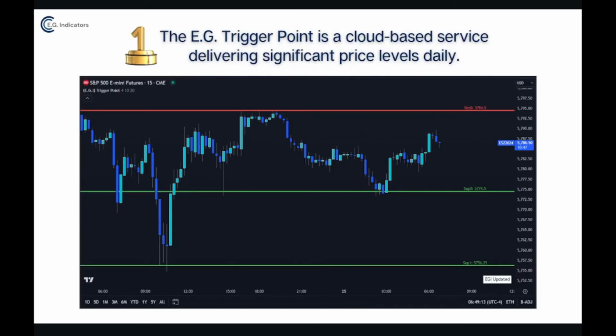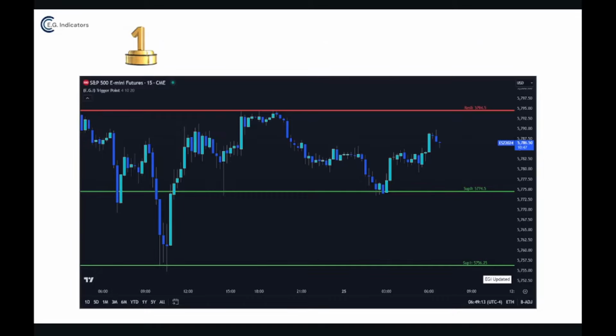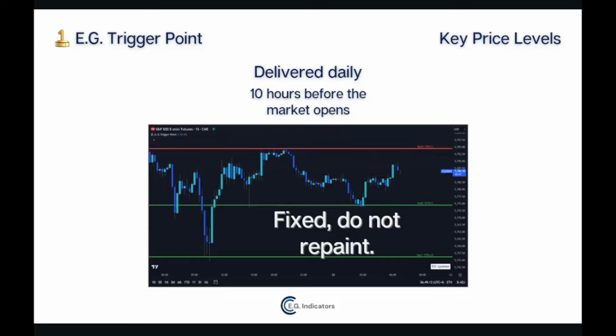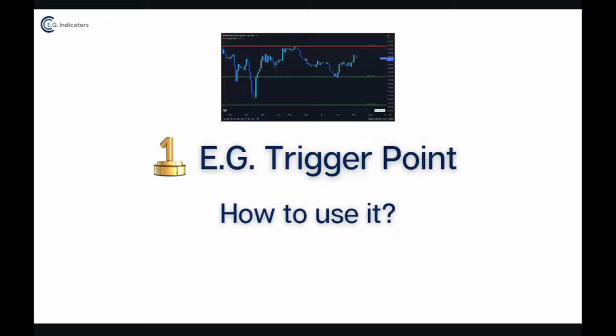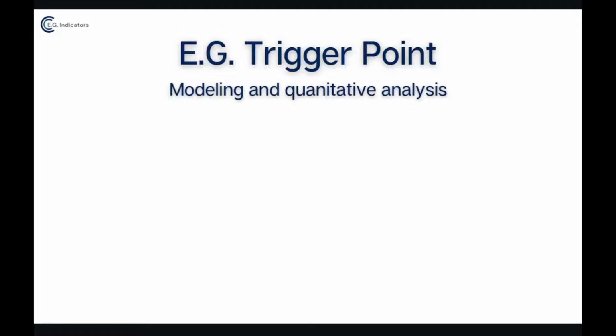The EG trigger point is a cloud-based indicator. It produces key levels daily, and these levels are delivered to our customers 10 hours before the market opens. And these levels are fixed and they do not repaint. So, how to use it? How to use the trigger point?